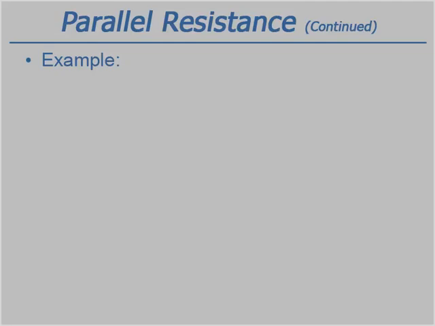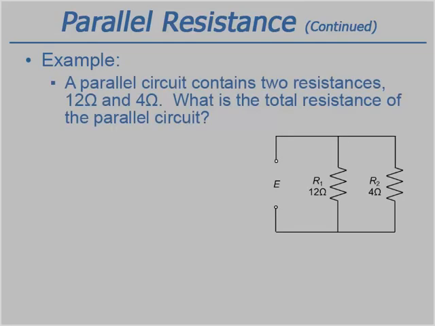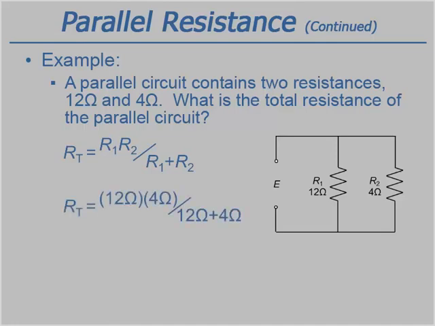Let's go through an example of a 2-branch parallel circuit using this equation. In this example, a 2-branch parallel circuit has a resistance of 12 ohms in one branch and 4 ohms in the other branch. What is the total resistance of the parallel circuit? Using the simplified equation, insert the values for the 2 parallel resistances into the equation as shown, and then perform the mathematics to solve the equation.